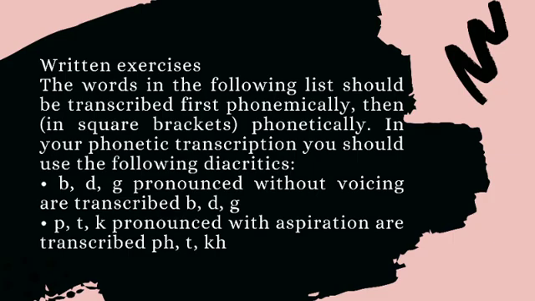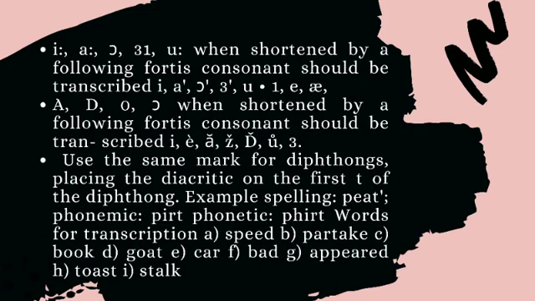Written exercise. The words in the following list should be transcribed first phonemically, then phonetically in square brackets. In your phonetic transcription, you should use the following diacritics. B, D, G pronounced without aspiration are transcribed with the unaspirated mark. P, T, K pronounced with aspiration are transcribed with the aspiration mark. I, A, O, U when shortened by a following voiceless consonant shall be transcribed with the shortening mark.